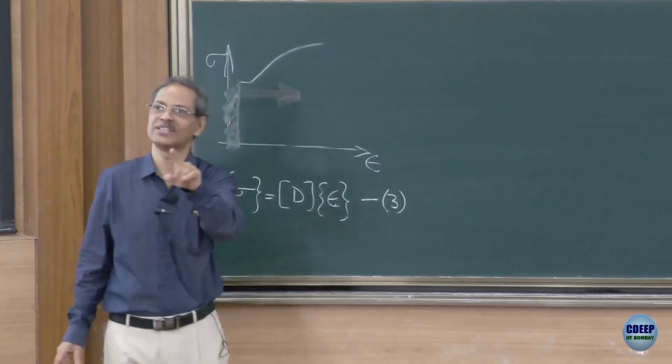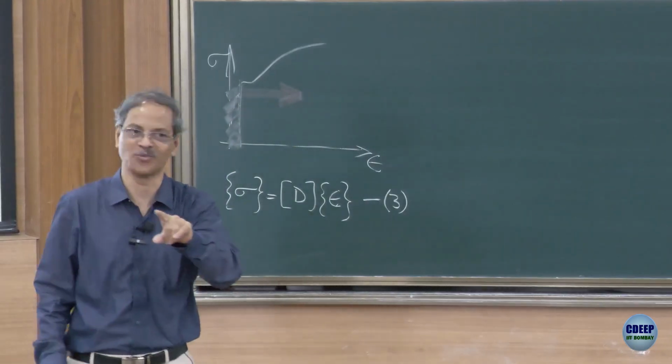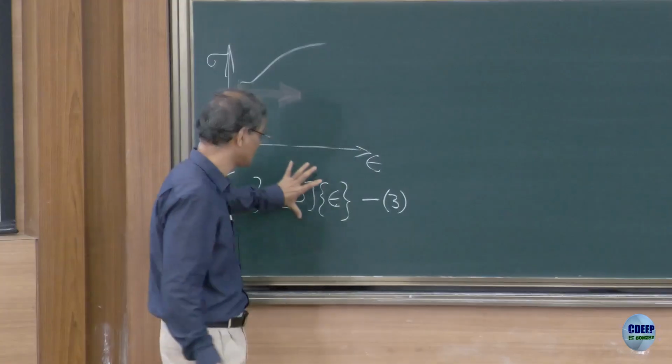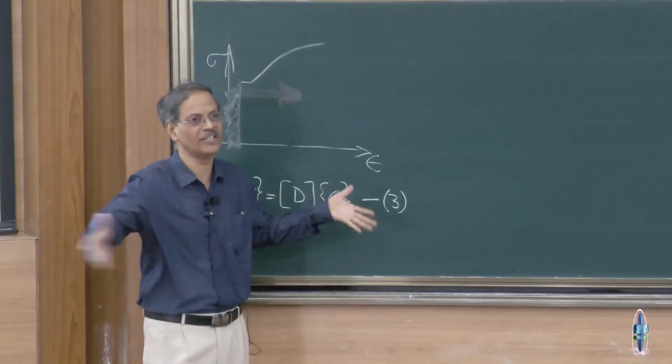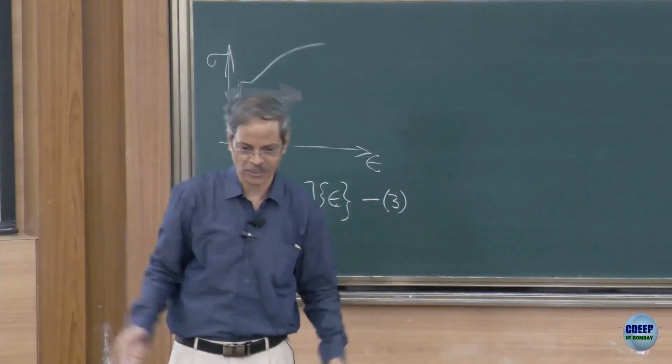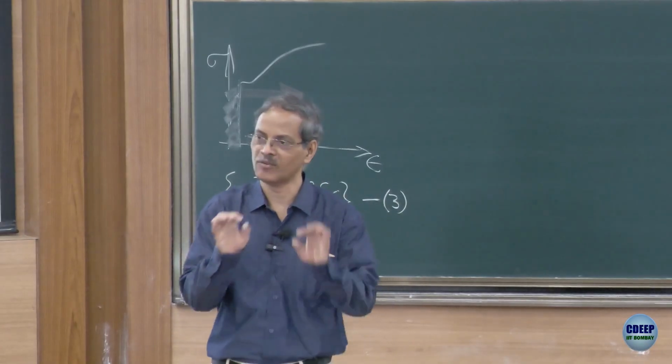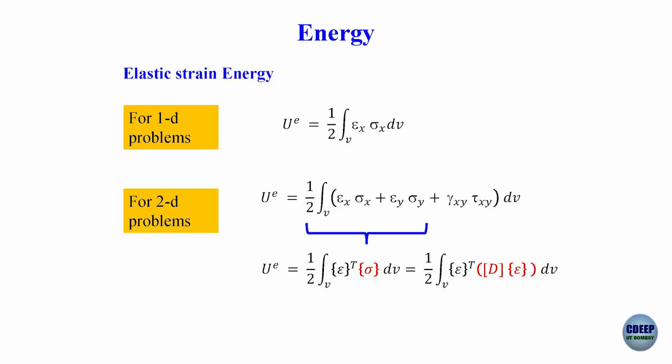You can still have a 3-node triangular element and so on and so forth. Shape functions are the same. What would change is just this relationship, and correspondingly the element equations would change. Okay, fine. So now comes, I have displacement, I have strain, I have stress.